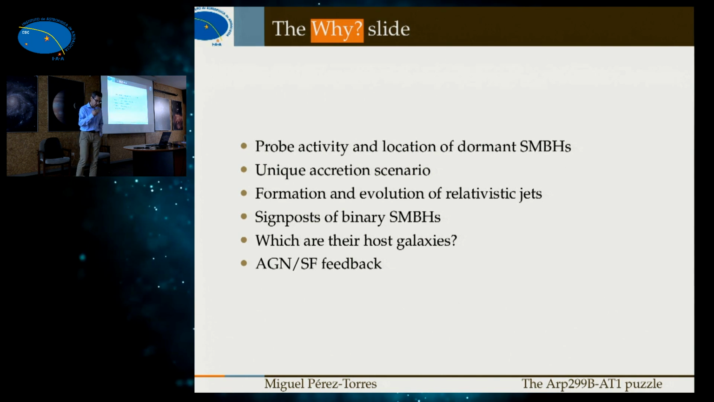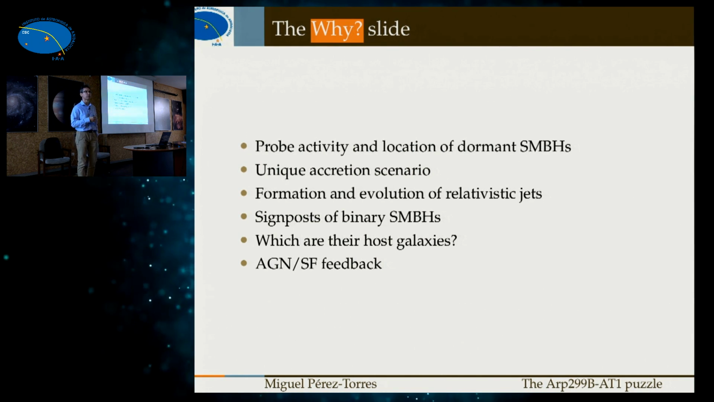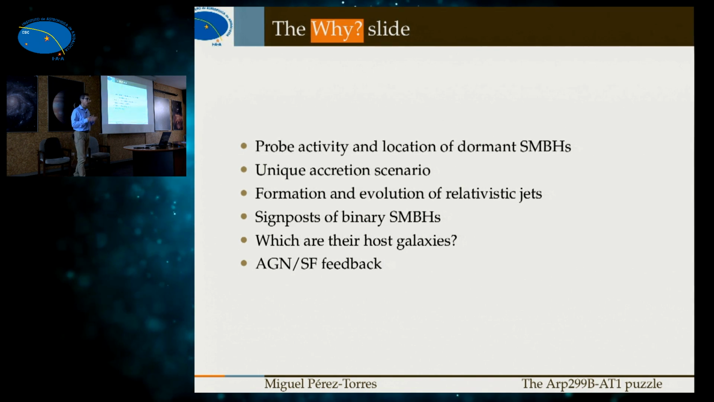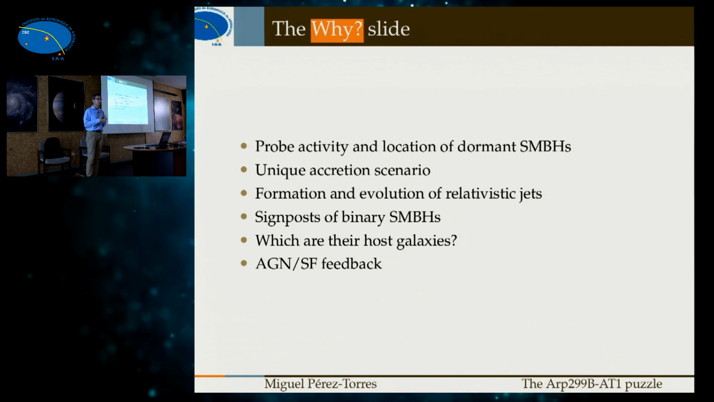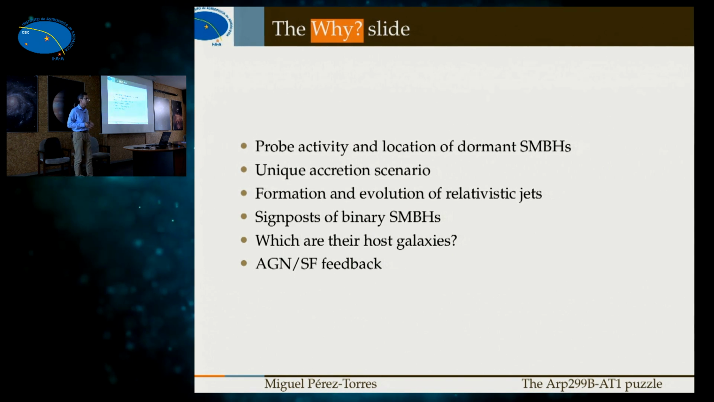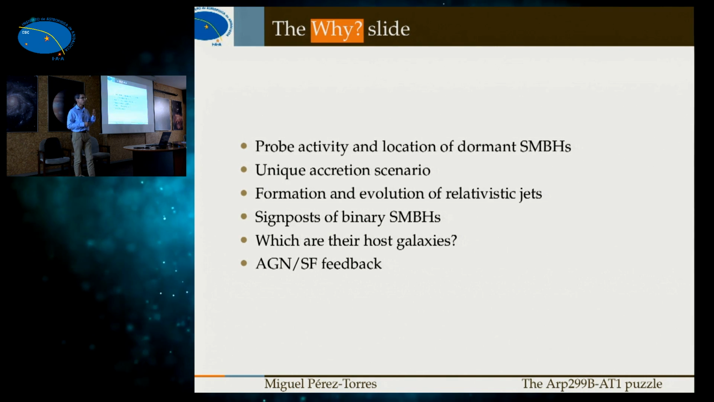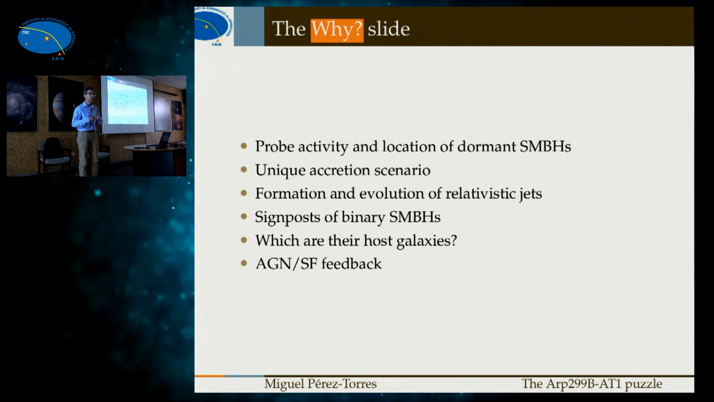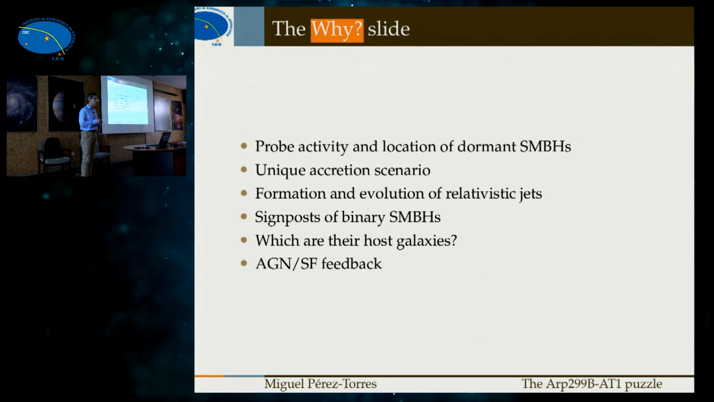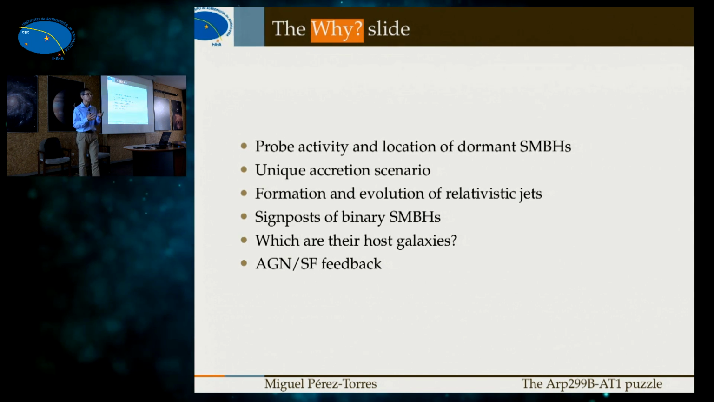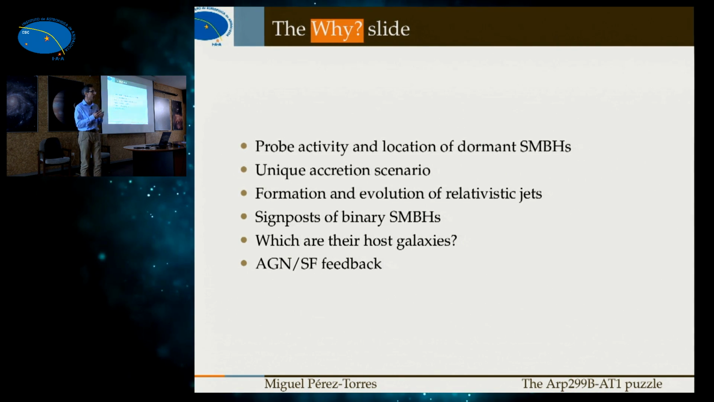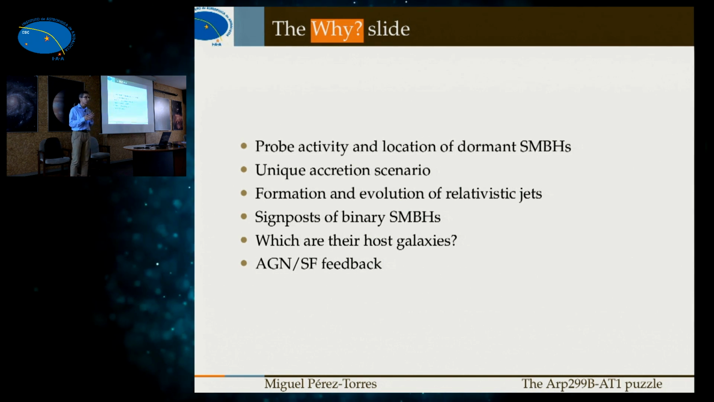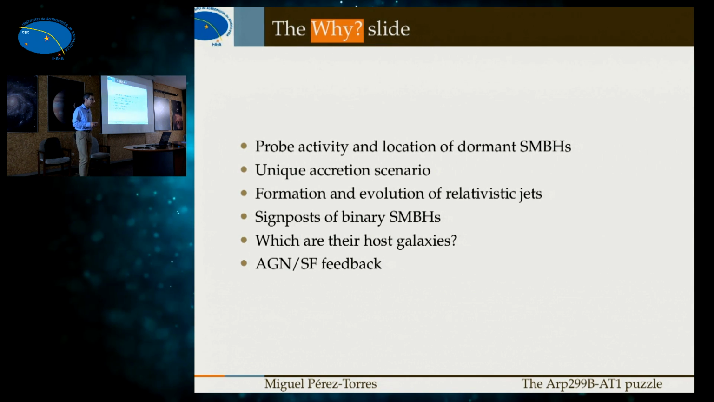Okay, so this is the usual why slide. Why do we care about TDEs? Before I jump into the story, there are a number of reasons. One of them is probing the formation of relativistic jets. That's the main purpose of the talk. But we can also probe the accretion scenarios. There are phases with super-Eddington emission. We can also wonder where these TDEs happen. Are they happening more often in normal galaxies or in galaxy mergers or not? And eventually also feedback, as you will see later. So there are a number of reasons.